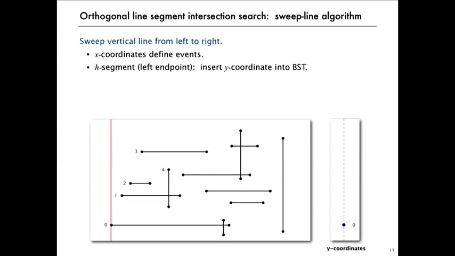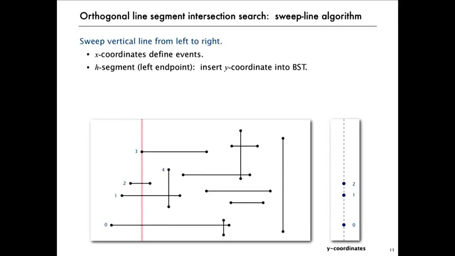So now, again, sweep from left to right. What's the next smallest x-coordinate? In this case, it's line number 1 there, and we'll remember its y-coordinate in the binary search tree. And then 2 and 3. So that's one kind of event that can happen as we sweep from left to right.